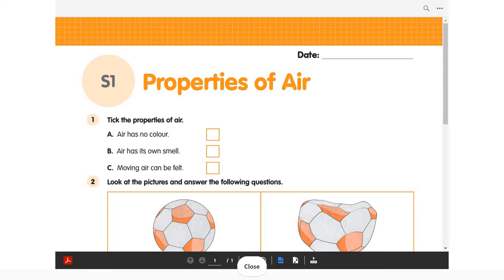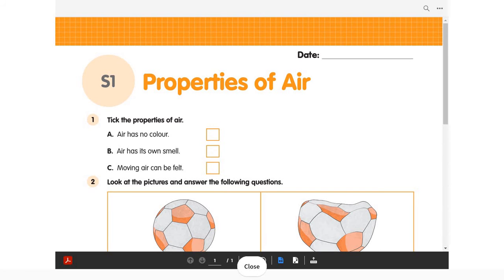Next, worksheet questions. S1. Properties of air. First question. Tick the properties of air. There are 3 options. Air has no color. Air has its own smell. Moving air can be felt. What are the properties of air in those options? Yes, air has no color. Moving air can be felt. The answer is, the properties of air are: air has no color and moving air can be felt.